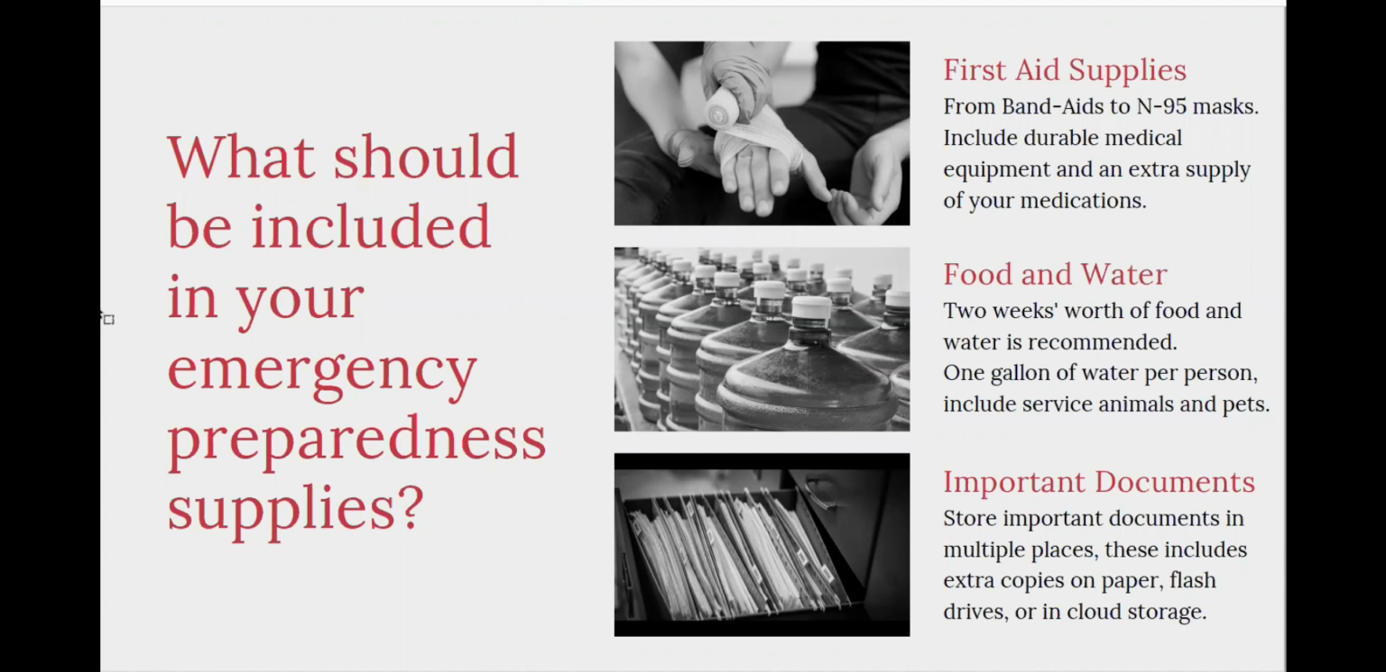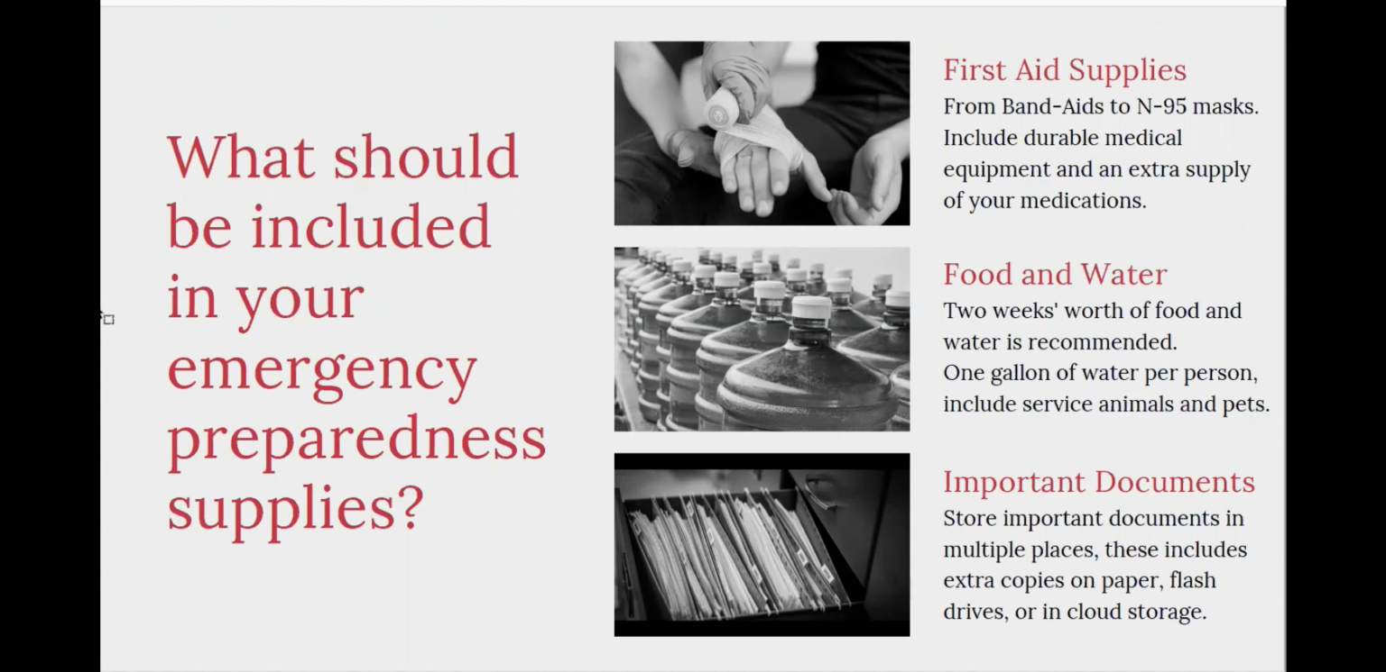So for first aid supplies, this is from Band-Aids to N95 masks. It includes durable medical equipment and extra supplies of your medicine. So I went and checked the price range of first aid kits, and they are something from $10 to $30. If you are on a limited income, I don't recommend buying a first aid kit, just because there are a lot of things in there that you might not need as a high priority.